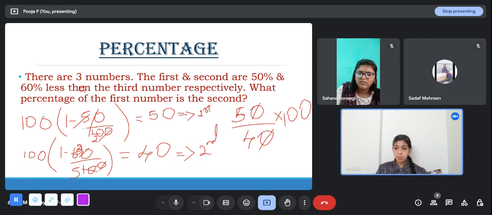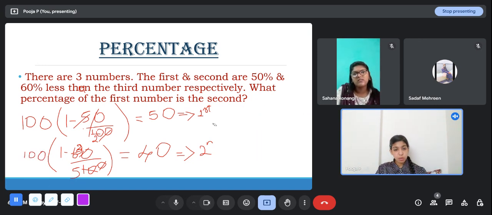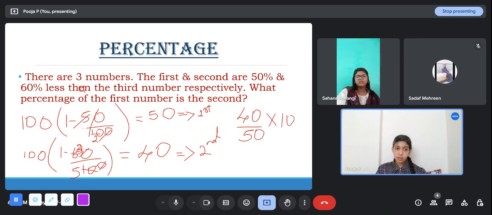Oh no, I'm so sorry. It's the opposite. By what percentage of the first number is the second number? So you're supposed to take the reverse, that is 40 by 50. Yes, 40 by 50 into 100. 80, ma'am. Correct.